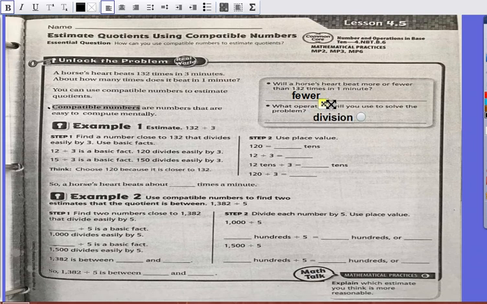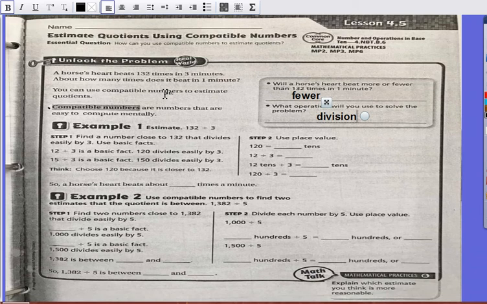The reason we're using division, we probably should look at that. If a horse's heart beats 132 times in 3 minutes, that means for every minute, you're dividing that out into groups of 3. Whenever you're putting something into groups, that means you're going to divide. So you have 132 divided by 3. Step 1: find a number close to 132 that divides easily by 3.